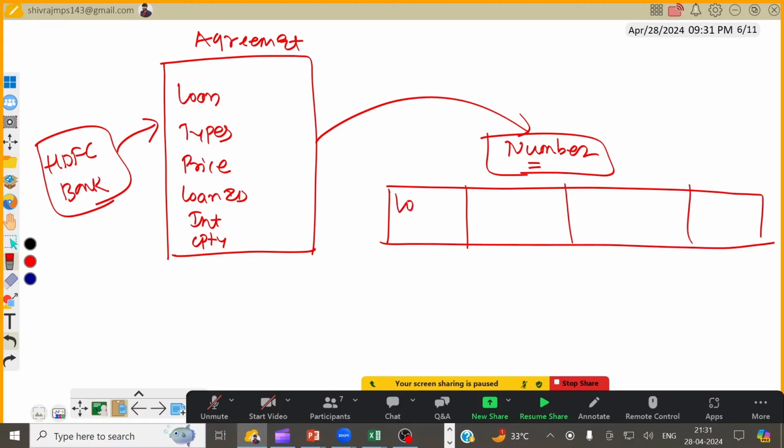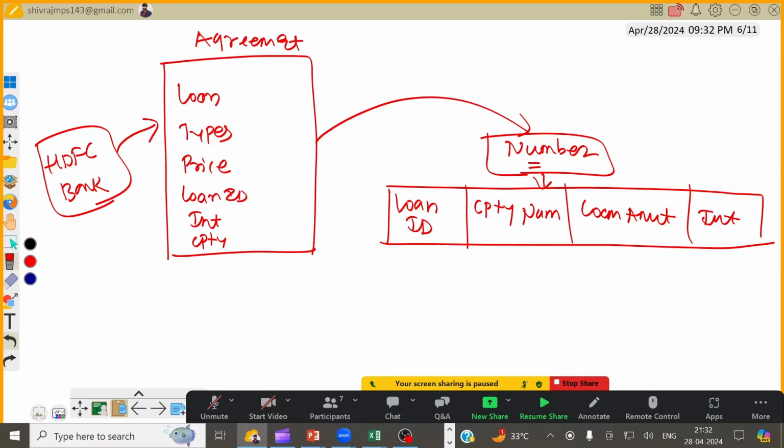Maybe let's say loan ID, CPT name, loan amount, interest payment, trade date, settlement date, and all other information. If you convert it like that, it will be easy for you to track that information.